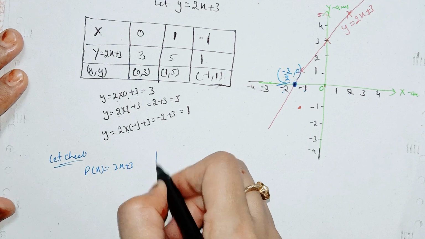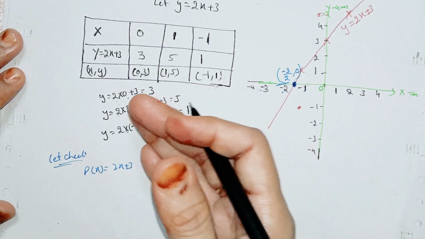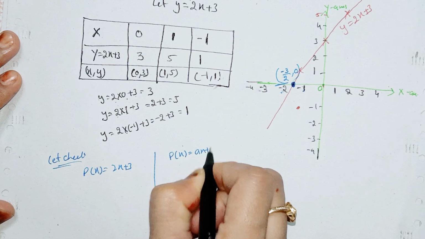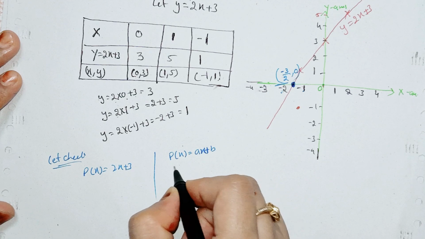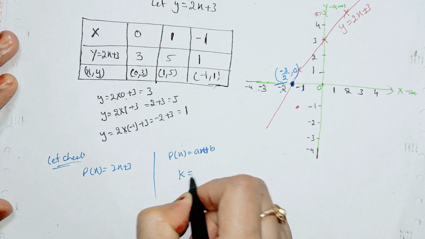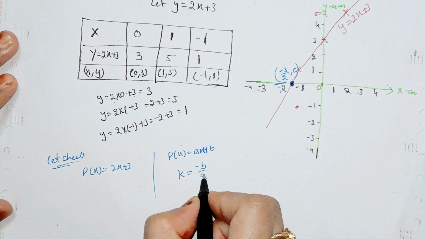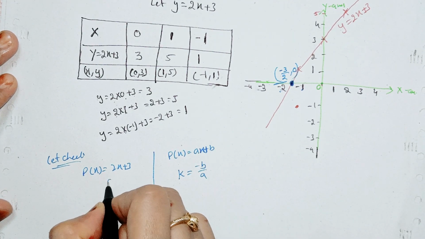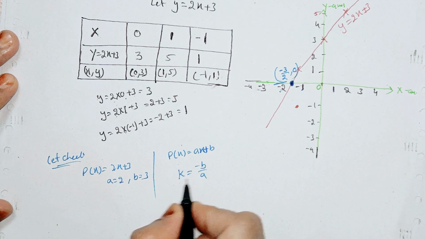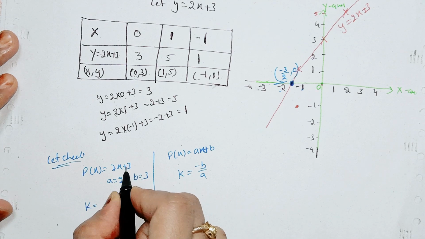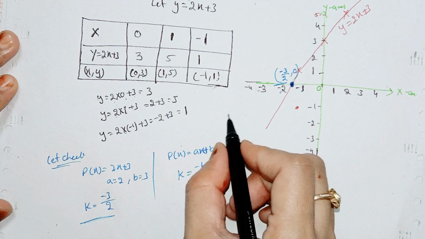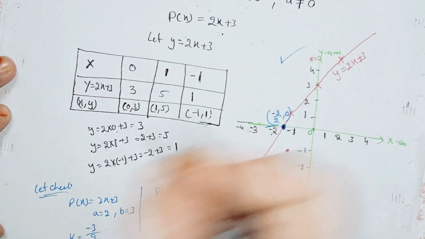But I told you in the previous video how to find the zeros of a linear polynomial. Suppose you have a polynomial P of x equal to ax plus b. To find the zeros of this polynomial, I told you one formula, that k equal to minus b by a. So here 2 is a and b is 3. We know the formula, k equal to minus b by a, means here 3 is there, minus 3 by a means 2. So I am getting minus 3 by 2, the same as before. So this is the correct one.